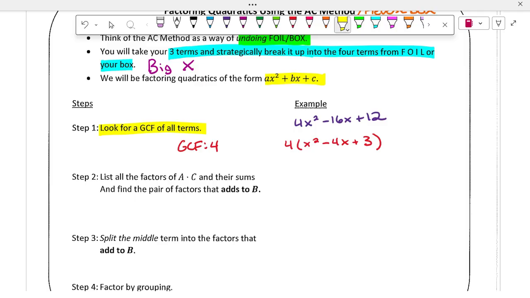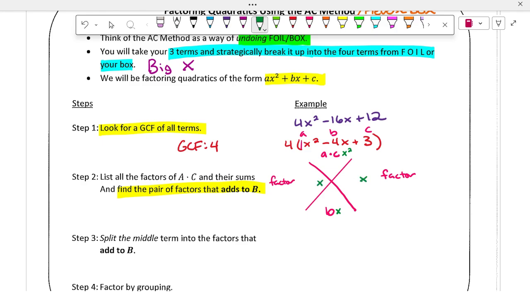Then you list all the factors of AC and their sums and find the pair of factors that adds up to B. So this is where big X comes in. Some of you may or may not be familiar with this. With big X, on the top, you do A times C. If you label it A, B, C, you're going to multiply A times C. On the bottom, you're going to put your B value. And on each side is going to be your two factors.